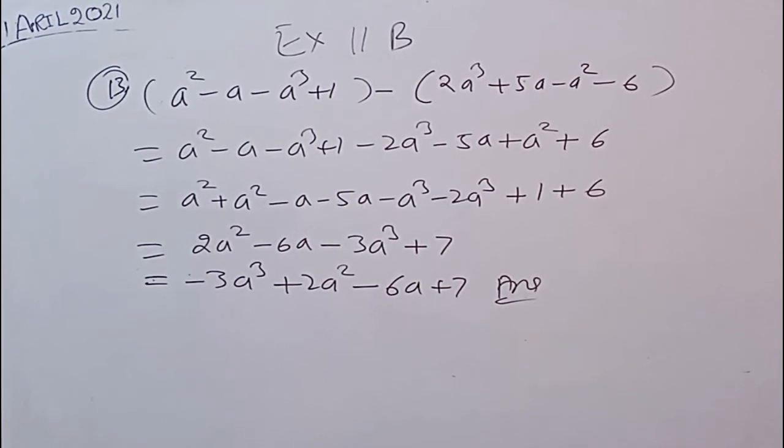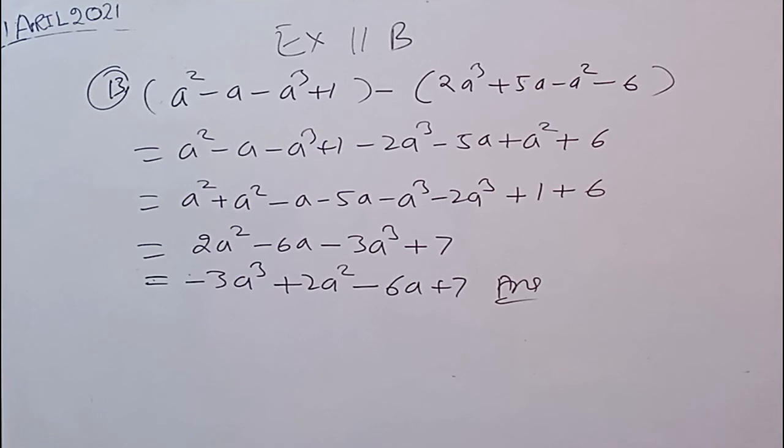So write in that manner. Open the bracket, a square minus a cube plus 1. Open the bracket. 2a cube will become the negative, minus 2a cube, plus 5a also become the negative, minus 5a. Minus a square will become the positive, minus minus plus will give the plus a square. Minus 6 will become the positive, plus 6. Collect the like terms, a square minus a minus 5a minus a cube minus 2a cube plus 1 plus 6.